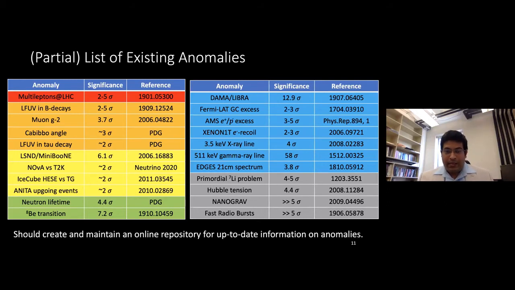So in this context, what I would like to propose is that we should probably create or maintain an online repository of all these anomalies. So somebody should keep an eye on the literature, and then have up-to-date information on these anomalies. And I hope that maybe the experimentalists can also directly link their results to this website, something like that. That would be really useful, rather than somebody just sifting through all the literature for weeks.